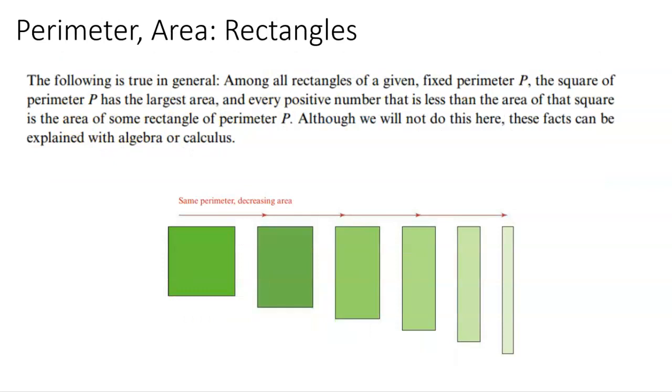So among all rectangles, the square with that perimeter has the largest area, and every positive number that is less than the area of that square is the area of some rectangle. And we're not going to prove that. It kind of goes beyond the scope here, but we are going to do some examples.